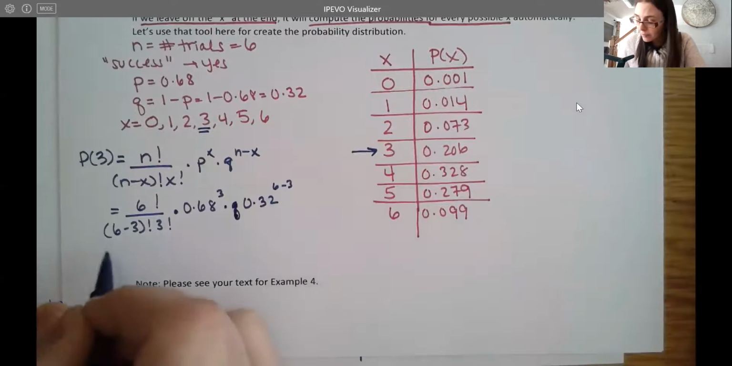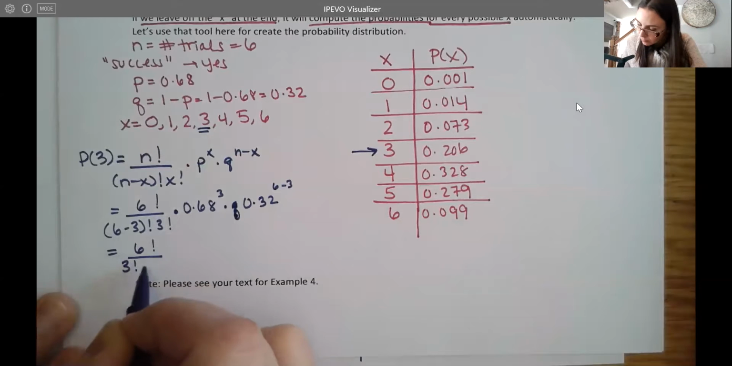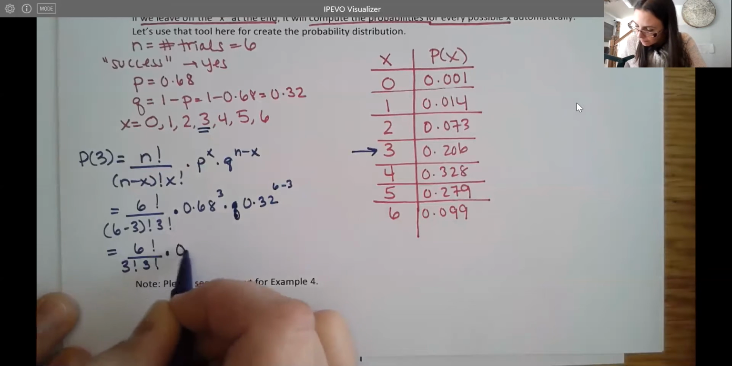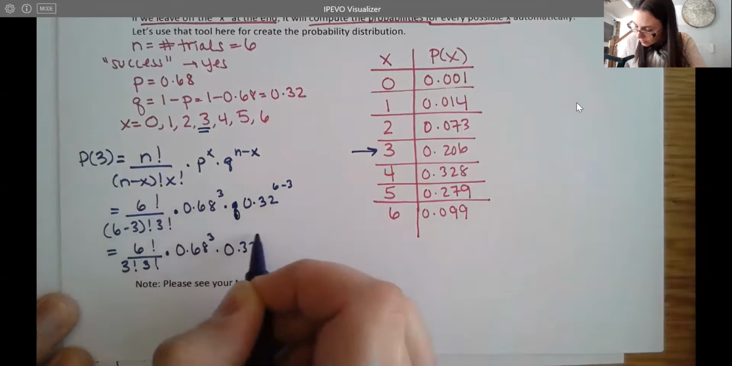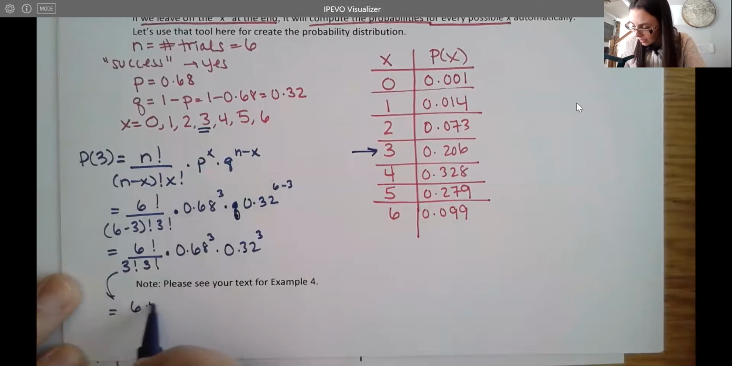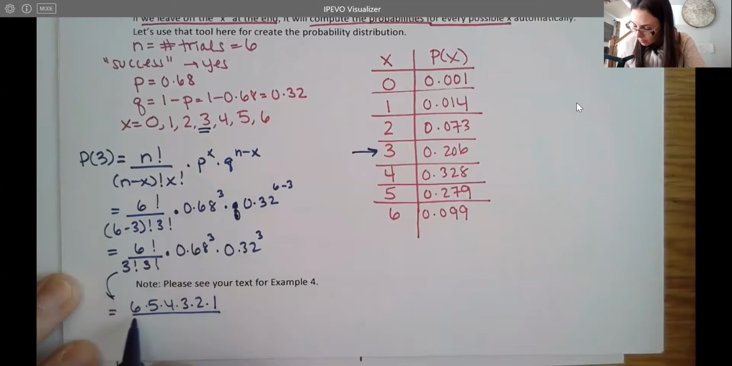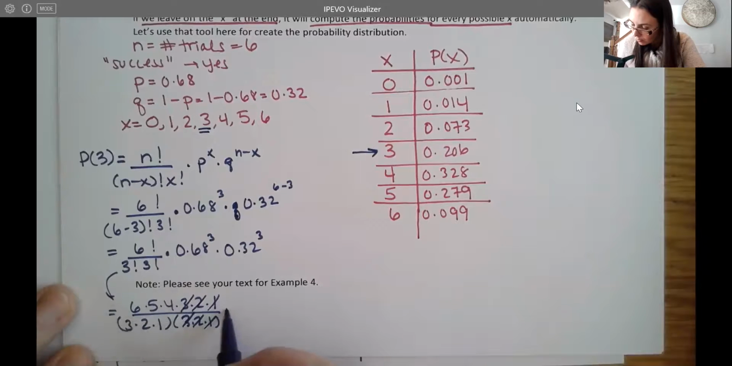And I'm just going to keep simplifying, right? So it's a little bit of a pain, but we can do it. 6 minus 3 is going to give me 3. And again, I'm just going to keep going. So I have 6 times 5 times 4 times 3 times 2 times 1. Here, 3 times 2 times 1. 3 times 2 times 1. So what's going to happen automatically is this group is going to cancel. I'm going to have some more canceling too.